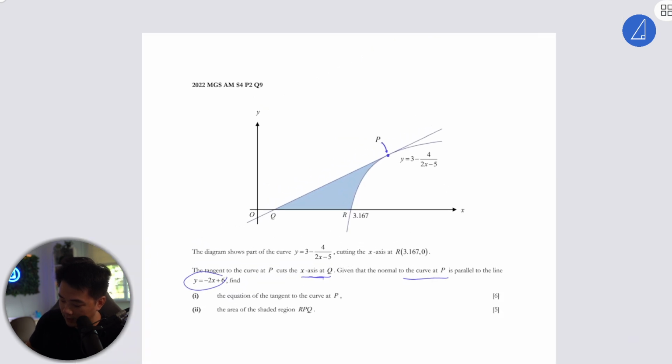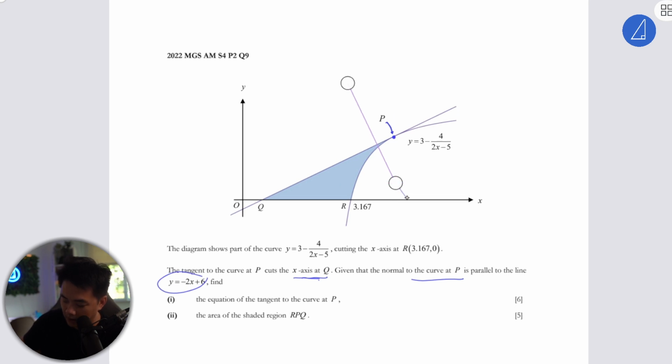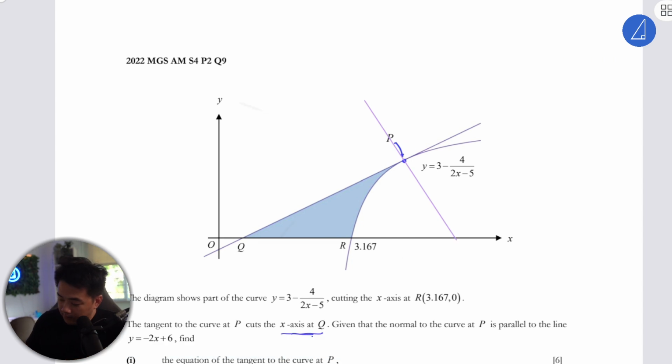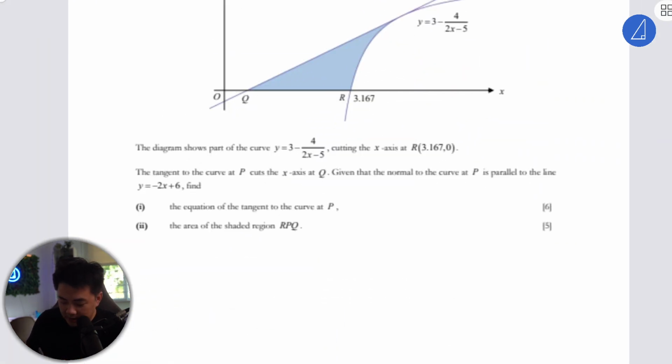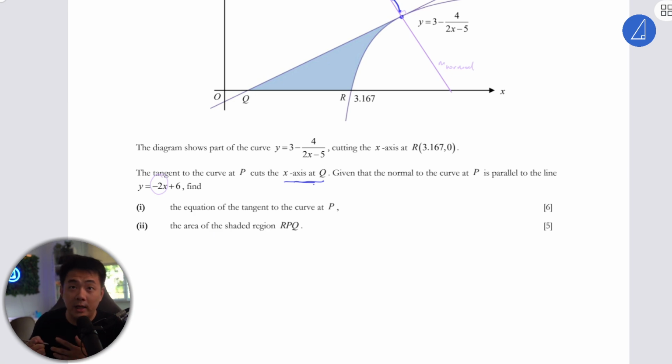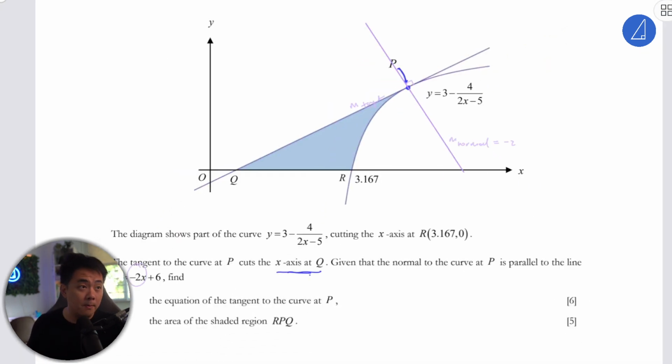Meaning to say, if I were to draw a line at 90 degrees to the tangent like that, this is a normal here. This normal will be parallel to this line, so the gradient here is -2, right? So essentially this is -2. We know that m tangent multiplied by m normal is -1, so we can first find the gradient of the tangent.